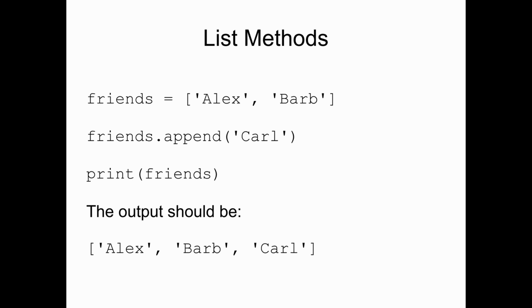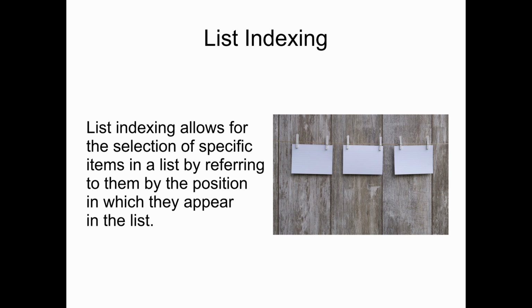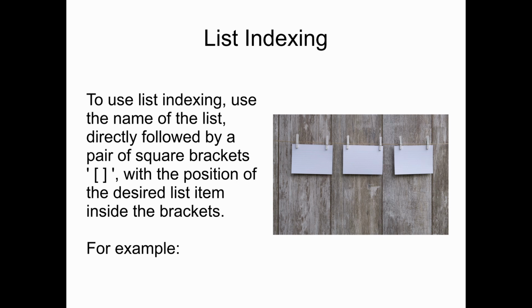List indexing allows for the selection of specific items in a list by referring to them by the position in which they appear in the list. To use list indexing, use the name of the list, directly followed by a pair of square brackets, with the position of the desired list item inside the brackets.